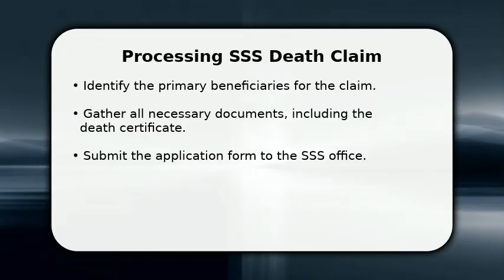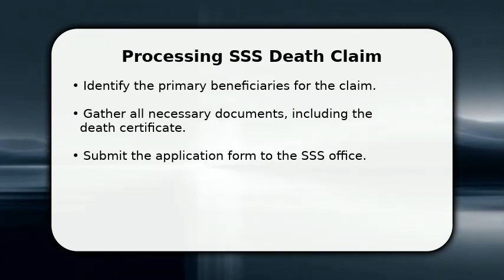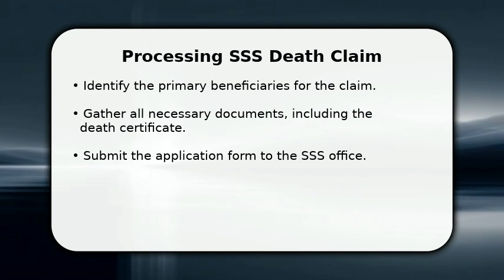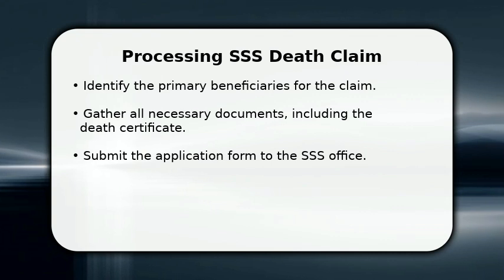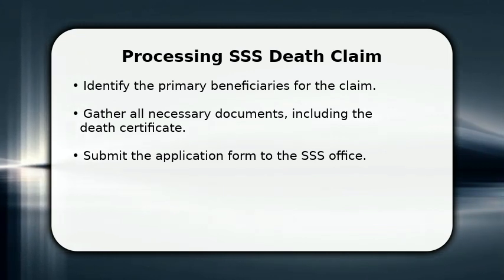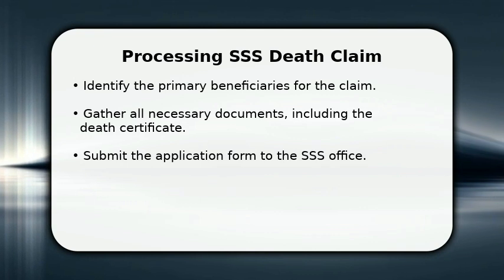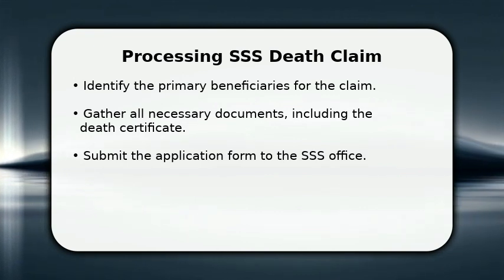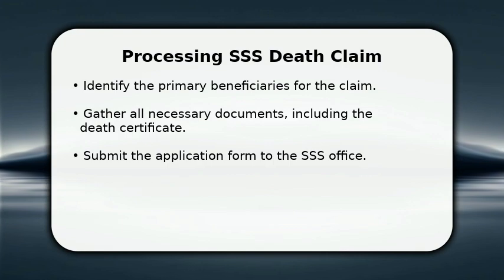In this video, I will explain how to process a death claim in SSS. First, identify the primary beneficiaries, such as the legal spouse and dependent children. Next, gather all the necessary documents, including the original death certificate and the deceased member's SSS ID. Finally, complete the SSS death claim application form and submit it to your nearest SSS branch. This initial step is crucial for a smooth process.